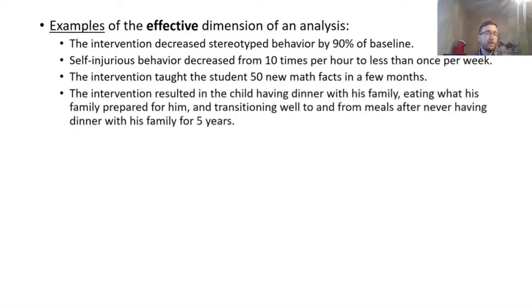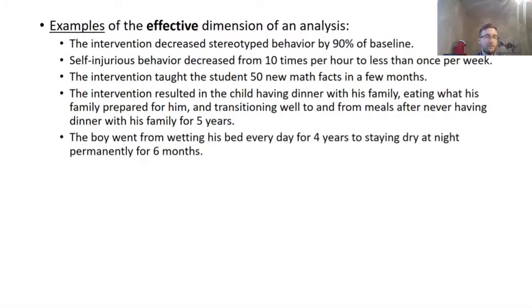The intervention resulted in the child having dinner with his family, eating what his family prepared for him, transitioning well to and from meals after never having dinner with his family for 5 years. That meets the effective dimension of an analysis. The boy went from wetting his bed every day for 4 years to staying dry at night permanently for 6 months. He's cured of nocturnal enuresis there. That's an example of the effective dimension of an analysis.